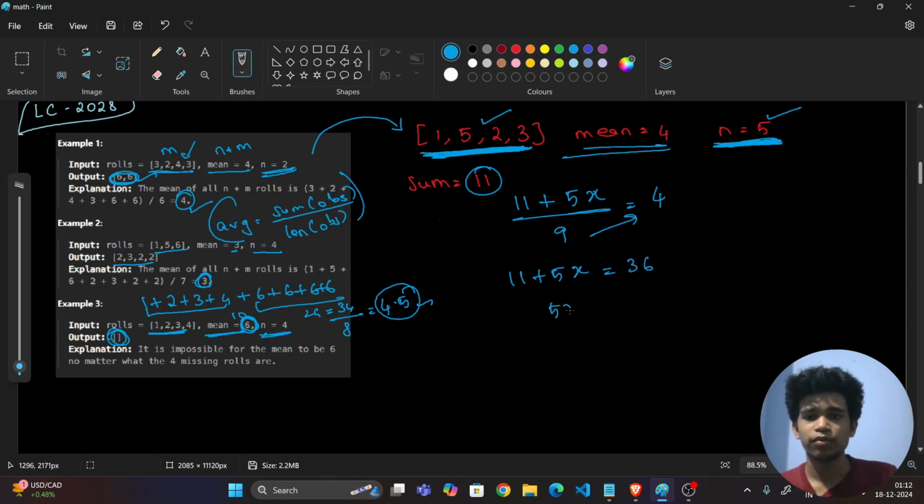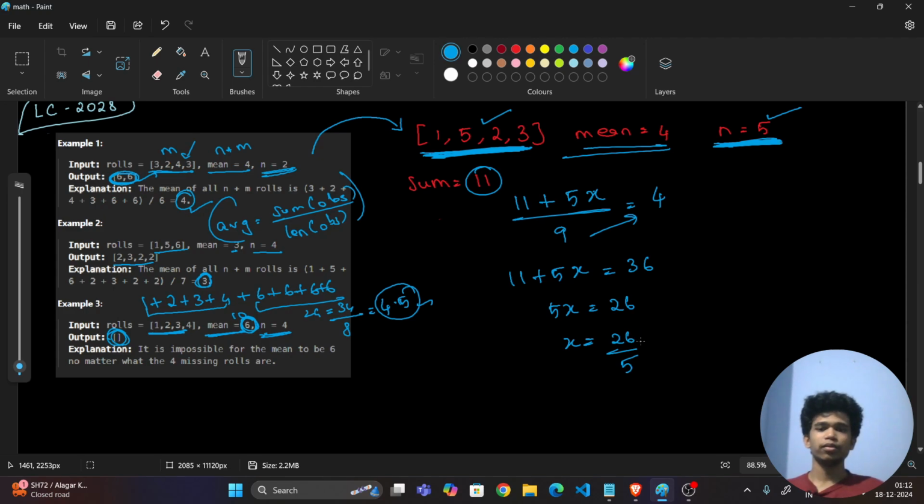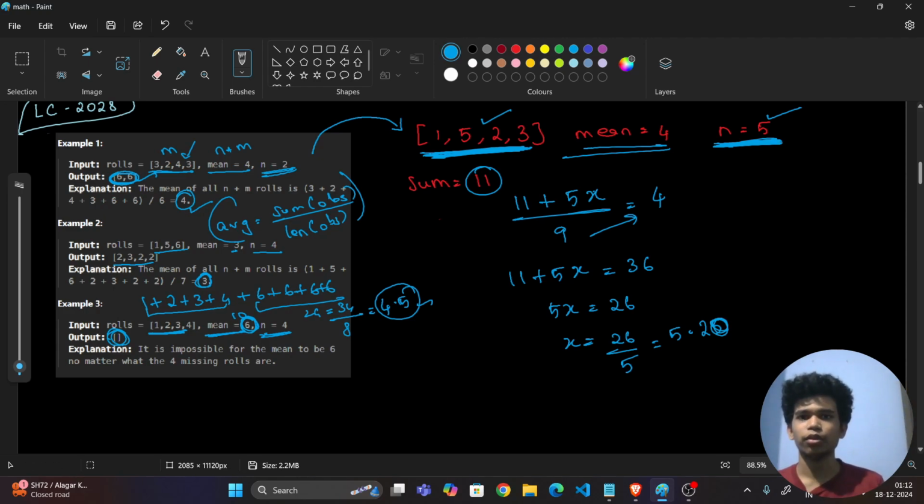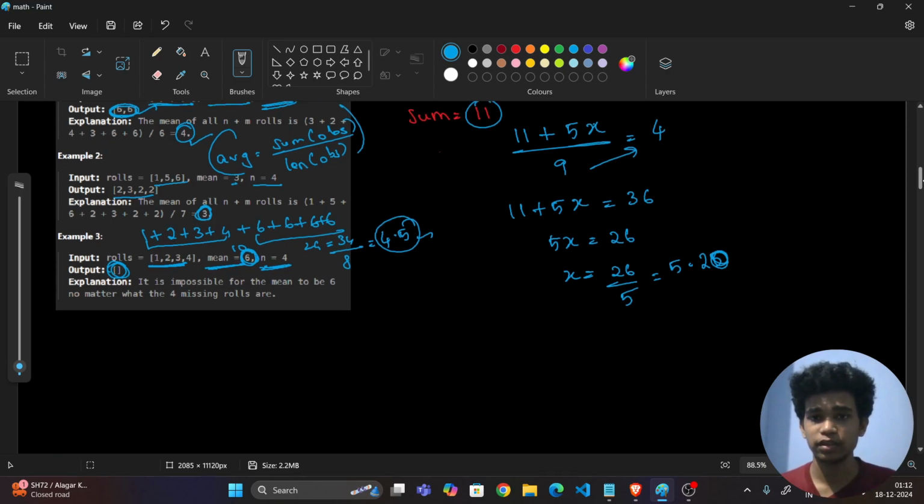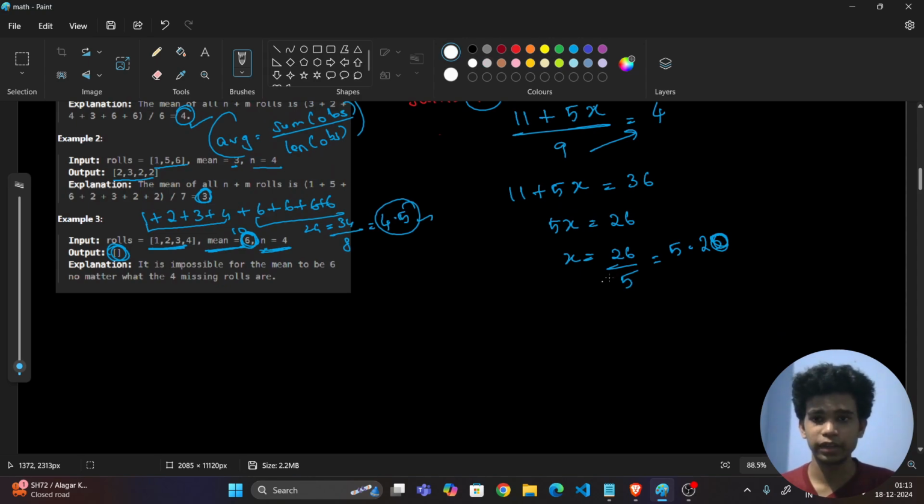It will be 11 plus 5x is equal to 9 times 4, which is 36. Now 5x is equal to 25, x is equal to 25 divided by 5, right? Fine. Now what is 25 divided by 5? It will be 5. So is it a valid observation? No. Then how can we do it? That's a simple trick. Just observe carefully. It's quite tricky.